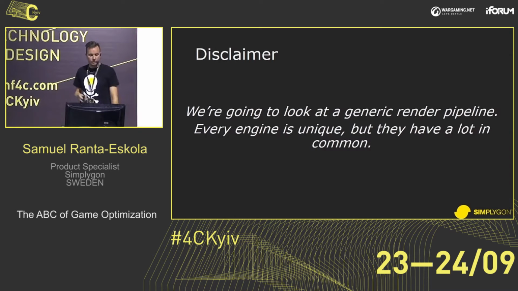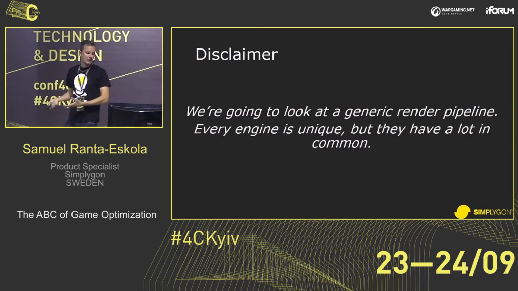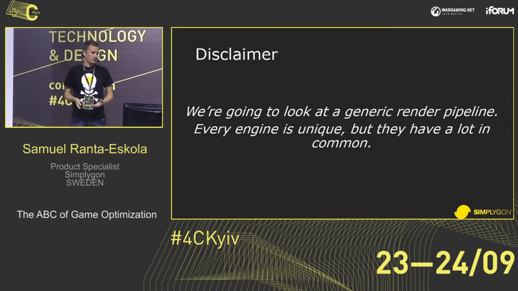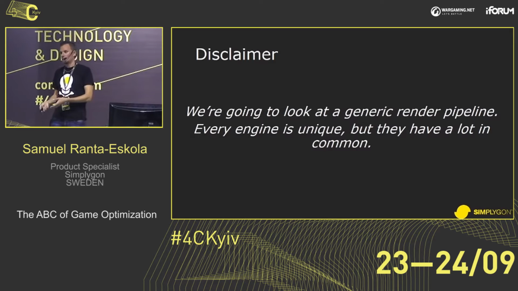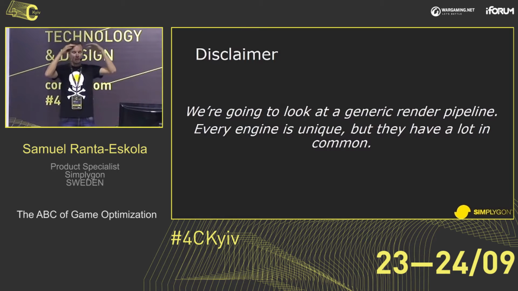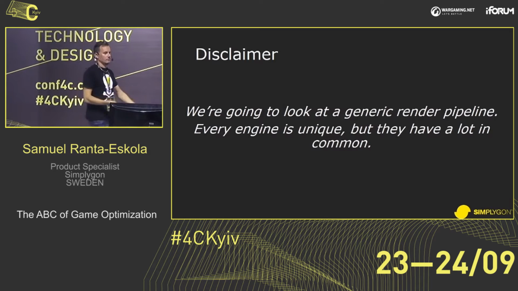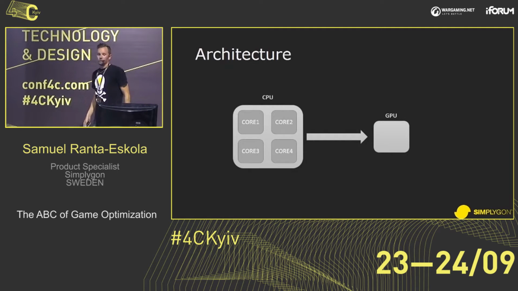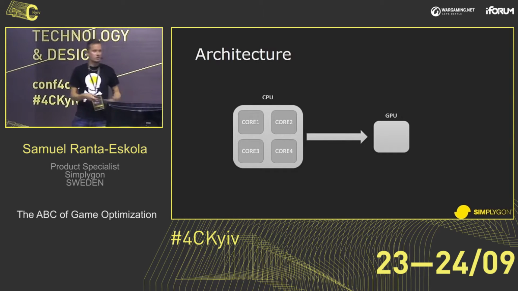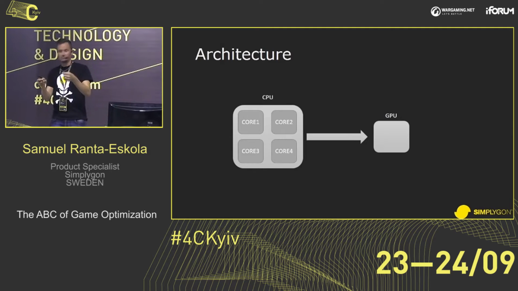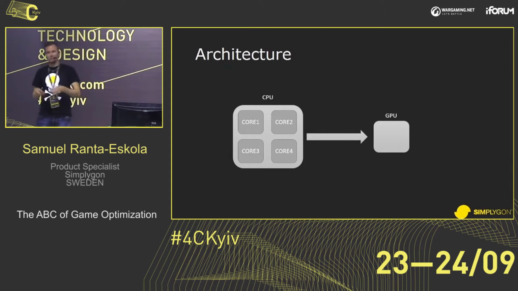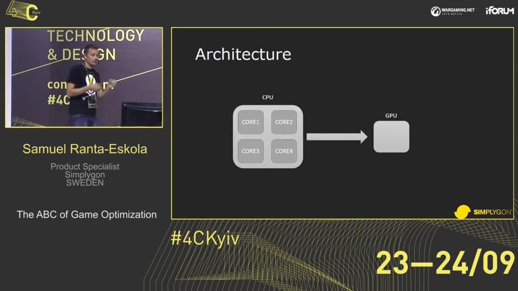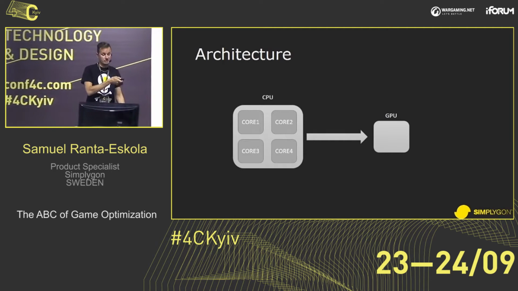So what we're going to do here is we're going to take a look at a generic render pipeline. Every engine is unique. Every engine has its strengths and its drawbacks. But if you look at a render pipeline from a high level, it is very similar anyway. For the example, we're going to use this simple architecture. I've chosen not to take into account several GPUs and things like that. We have one CPU with 4 cores, and we have one GPU. And if you're building a game for multiple GPUs today, you're still targeting a very, very small market.